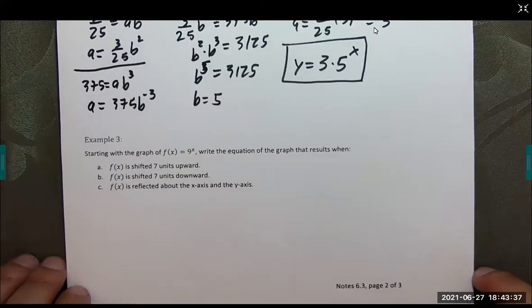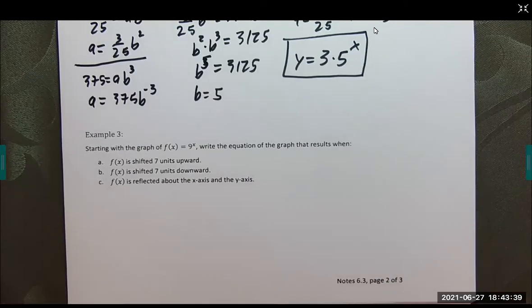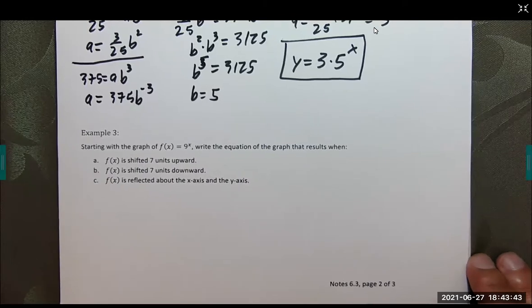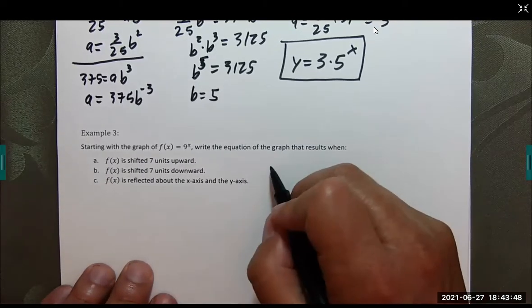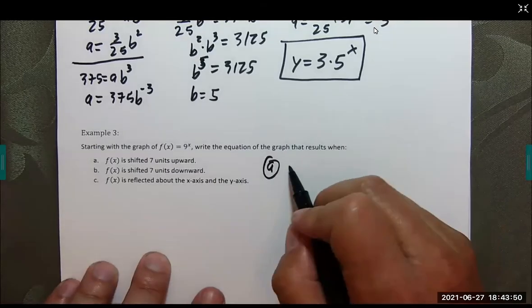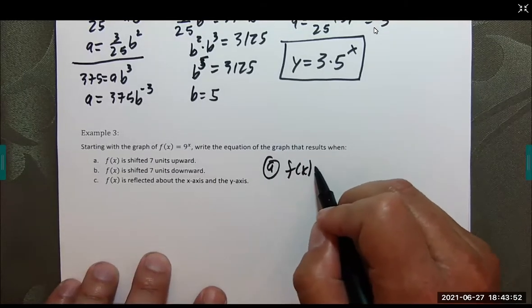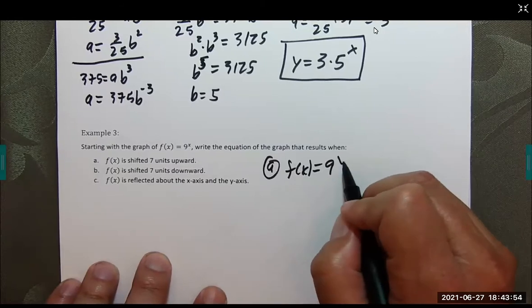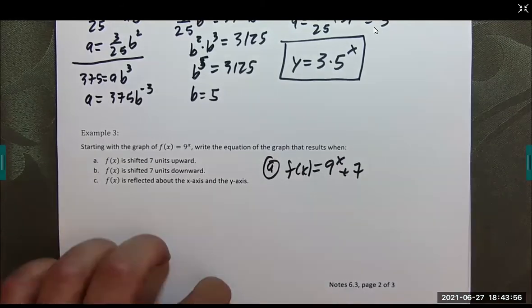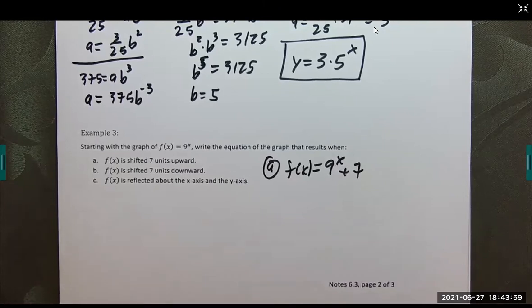Example 3, starting with the graph of y equals 9 to the x, write the equation of the graph that results when it is shifted upward. Okay, so let's take a here. So we're going to get f of x equals 9 to the x plus 7. So that moves the whole graph up.